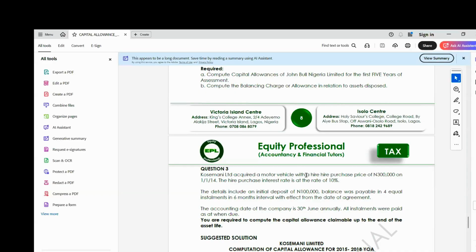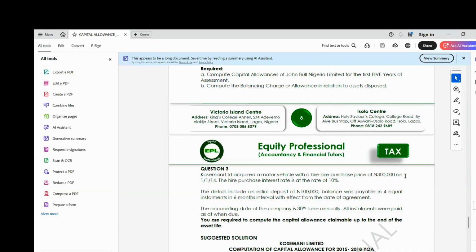Koshemani Limited acquired a motor vehicle with a hire purchase price of 300,000 naira on 1/1/2014. The hire purchase interest rate is 10%. The details include an initial deposit of 100,000. The balance was payable in 4 equal instalments at 6-month intervals with effect from the date of the agreement. You know, when I was explaining, I said pay attention to what?